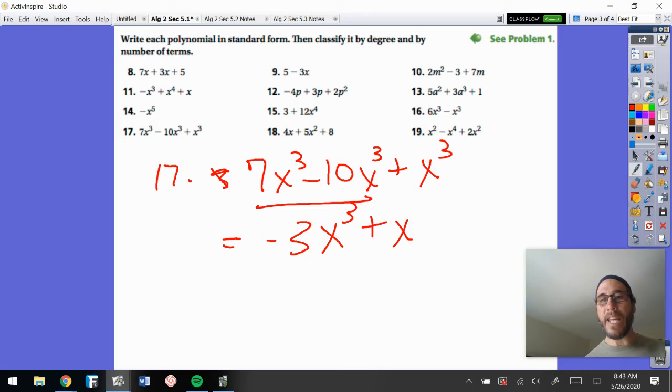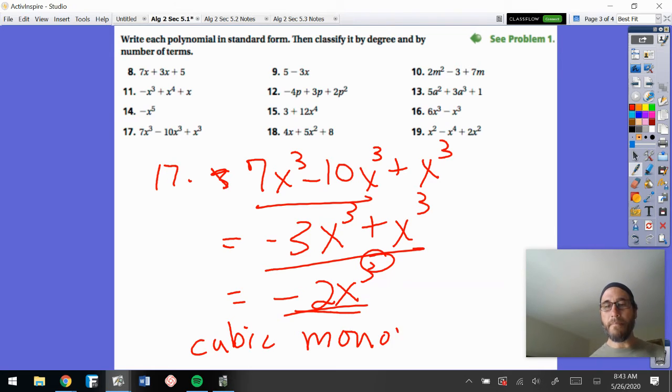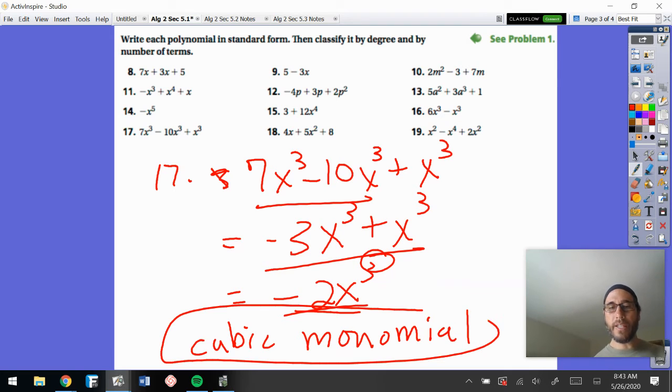And snappity dappity, we can do that again. That gives me a negative 2x to the third. So remember, whenever we name it, we always use its degree first. The highest degree is 3. So once again, this is a cubic. And then there's only one dude. Guess what? That is what we call a monomial. That's it. Okay, so it's a cubic monomial. So 1 term is a monomial, 2 terms is a binomial, 3 terms is a trinomial. Anything bigger than 3, we just call polys. Okay, we call it a polynomial.